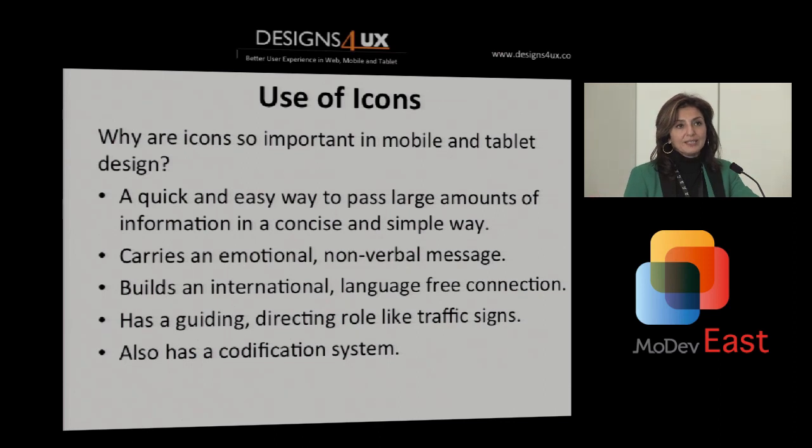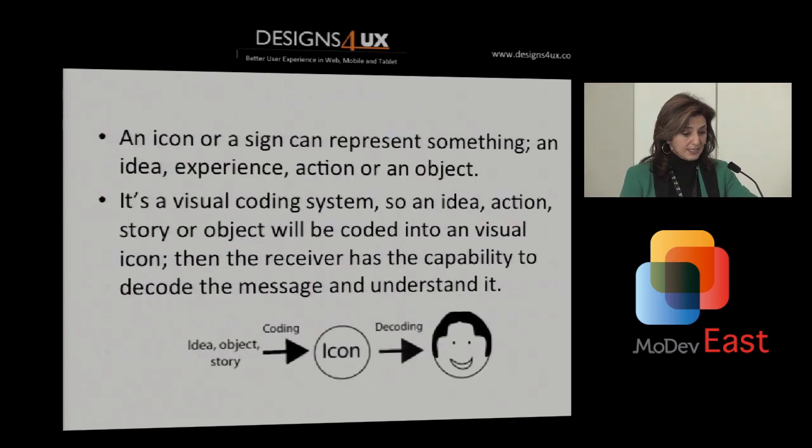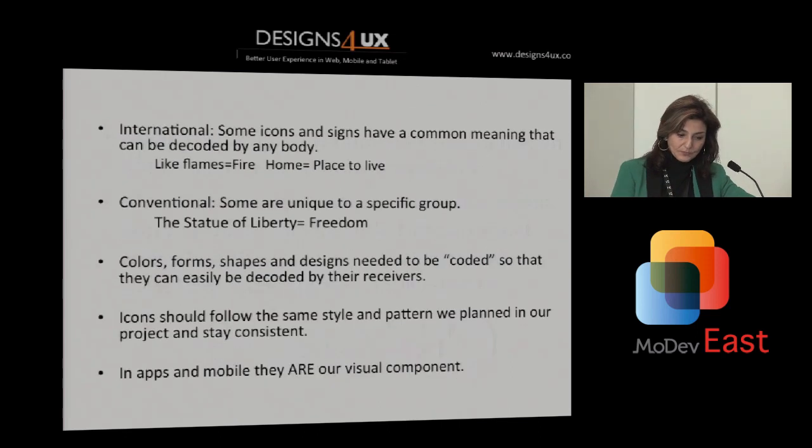They are more like traffic guides, signs that can guide you in different directions, and they are based on a codification system. In our case, we can place a visual code, like an idea, action, story, or object, in a visual icon. And the receiver has the capability to decode it and understand the message that we want to tell them.